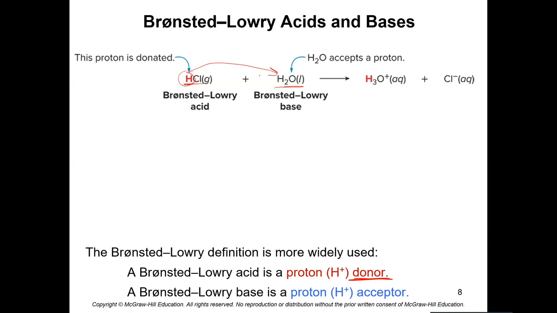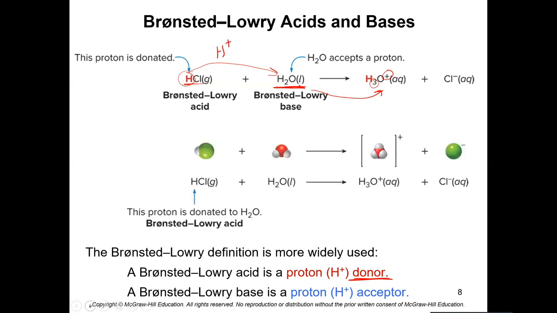What is a base? Well, it's going to be the one that accepts the proton. So in this example here, water is actually going to be, by definition, our base. That's because it's accepting a proton. And we know it's accepting a proton because H2O becomes H3O plus. So now it has an extra hydrogen and that positive charge, which is coming from the proton, because what's being transferred is an H plus.